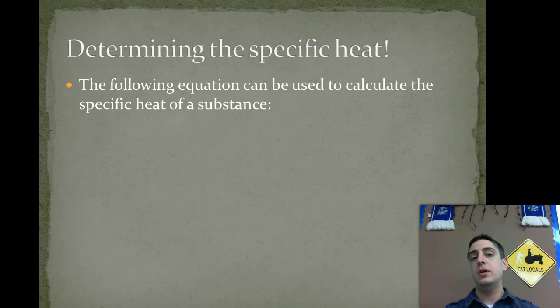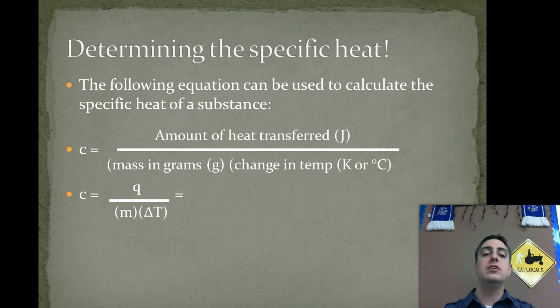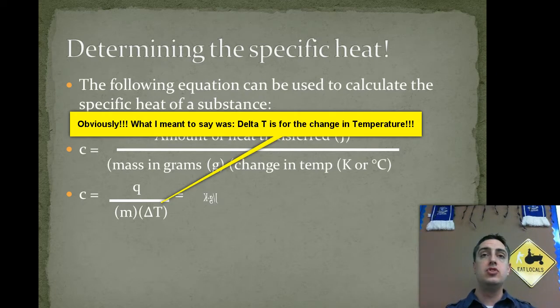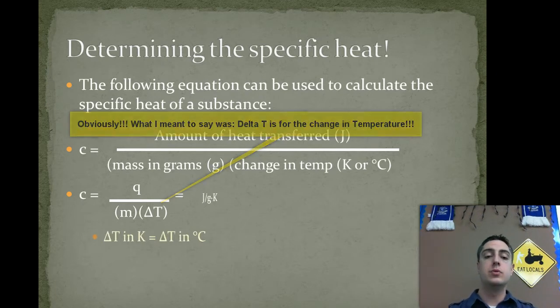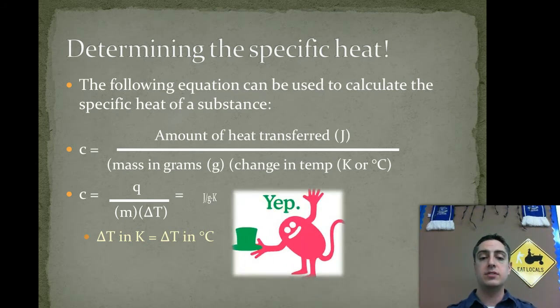Well, there's a very simple equation that works with it, and it's the amount of heat transferred, measured in joules, divided by the mass in grams of the object or substance, times its change in temperature, either Kelvin or degree Celsius. So if we look at it in terms of variables, Q, remember, is what we use for heat, m is for mass, and delta T is for change in temperature. And what you end up with for units is joules per gram Kelvin, or joules per gram degree Celsius. But you have to remember that a change in temperature for Kelvin is equal to a change in temperature in Celsius, so either way they can be used pretty much interchangeably for us.